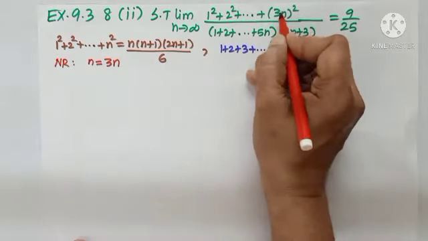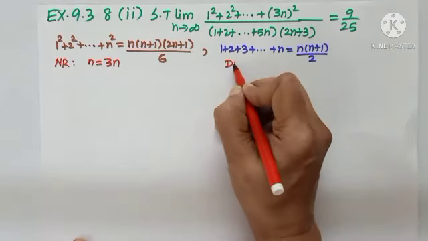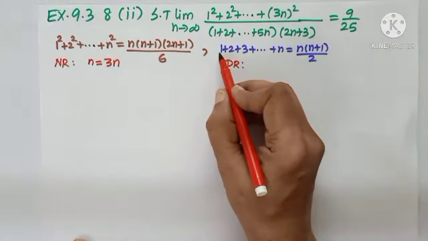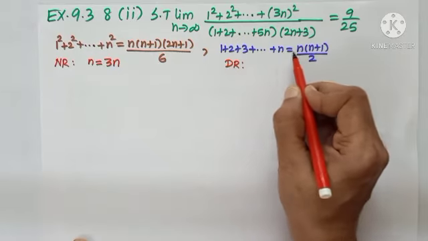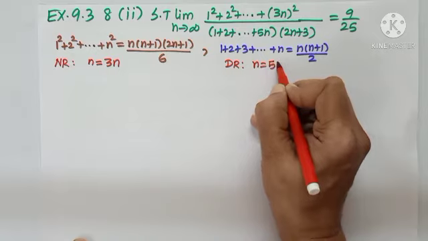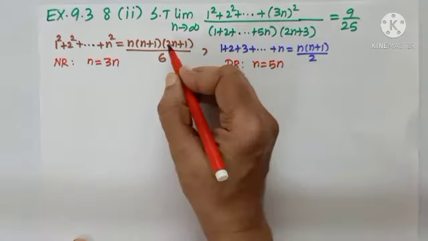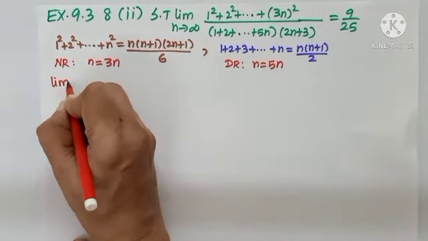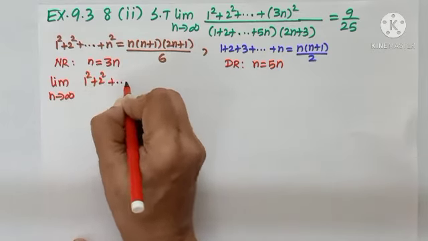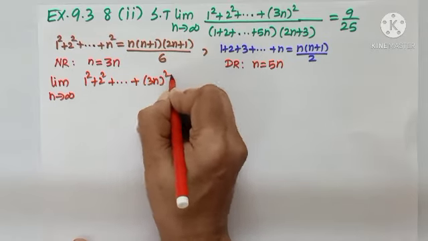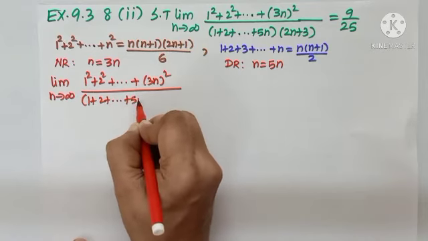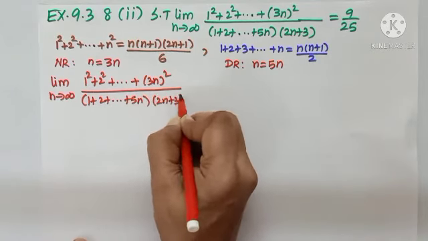It ends with 3n. For the denominator, we have 1 + 2 + up to 5n. We recall 1 + 2 + 3 up to n is n(n + 1)/2. Here, n is 5n, so we'll just apply this formula. The question is limit n tends to infinity of (1² + 2² and so on up to (3n)²) divided by (1 + 2 up to 5n) into (2n + 3).